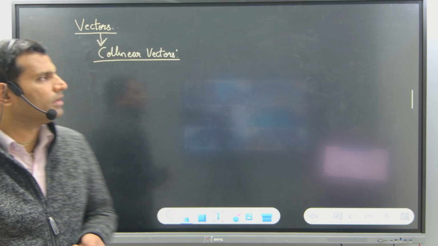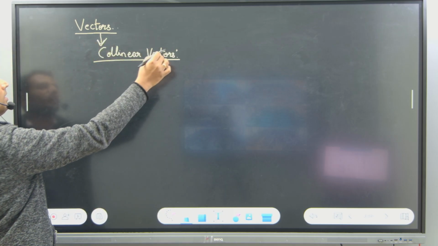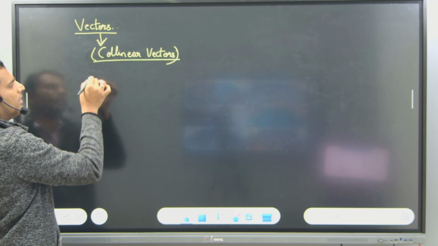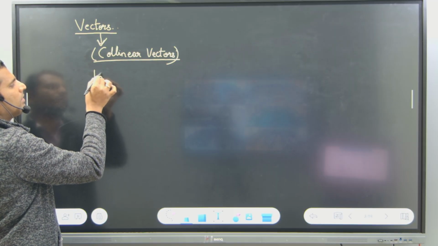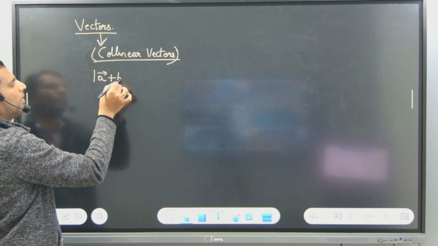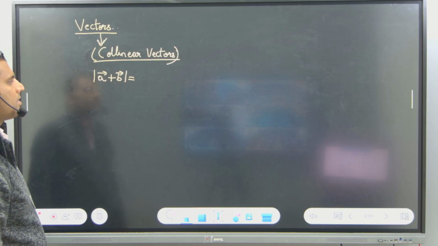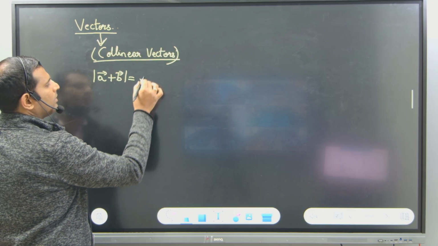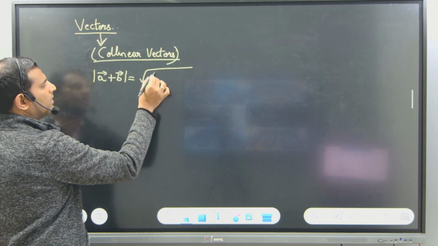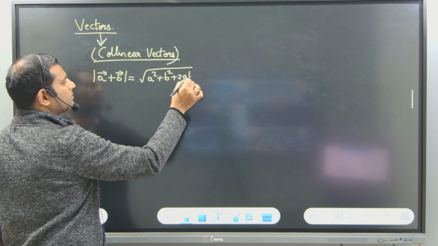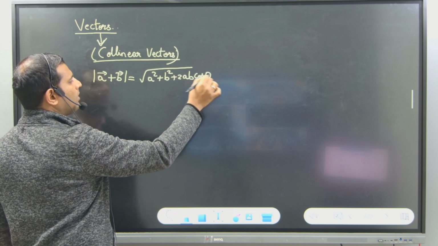Okay. So we covered something on collinear vectors. Then we covered something on parallelogram law. What does parallelogram law say? If you have two vectors A and B, what is the magnitude of the resultant? Root of A square plus B square plus 2AB cos theta.